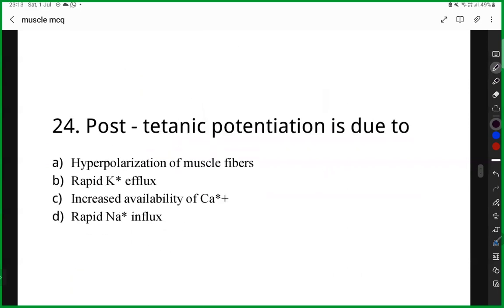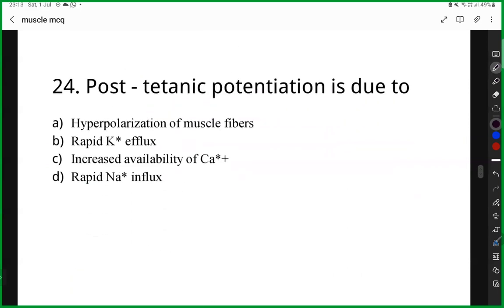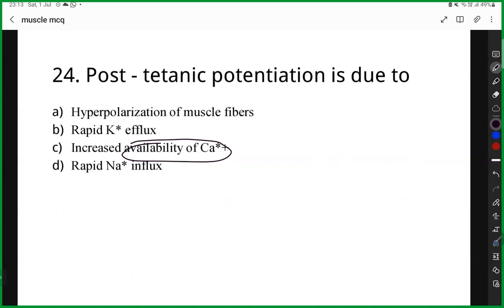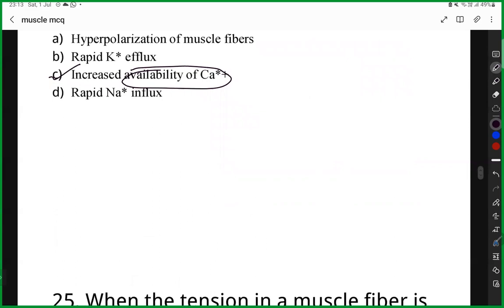I think I told you yesterday. Post-tetanic potentiation is due to what? Post-tetanic potentiation. So why is there a potentiation? Because of the availability of calcium. Again, same concept. When there is accumulation of calcium ions, it is going to summate without getting relaxation. So the answer is going to be increased availability of calcium.